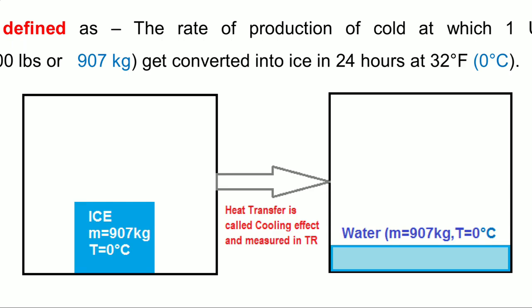Now in the first block diagram, we can see ice is taken at 0 degree Celsius temperature having 907 kg weight. Now when this ice is kept in a room, and in 24 hours it gets converted into water, there is a phase change from solid to liquid. But that water we have to keep at 0 degree Celsius temperature. Now during this process, ice absorbs some amount of heat. That heat is called the cooling effect. So from the surrounding of this ice, it will absorb the heat, and the surrounding of the ice gets cooled. That is called the cooling effect. This cooling effect is measured in terms of a ton of refrigeration.